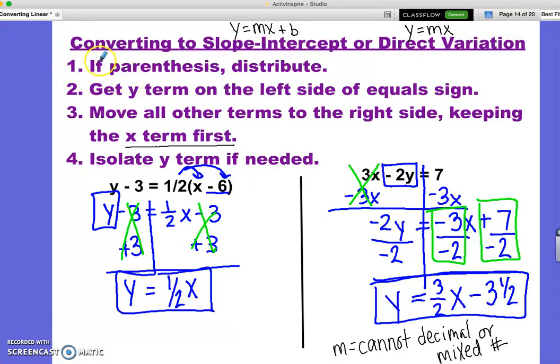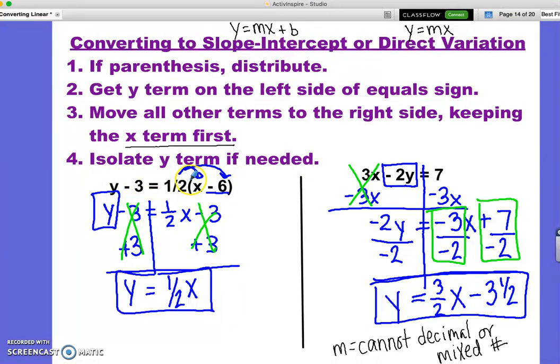If there's parentheses, you need to distribute, always the first step. Get the y term on the left side of the equal sign. The y term should be positive, and it should be by itself, or isolated. Move all of the terms to the right side, keeping the x term first, and then isolate the y term if needed.